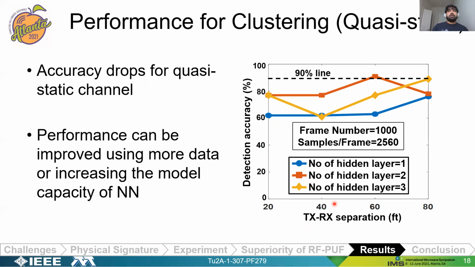Next, we show the clustering accuracy for quasi-static cases. As you can see, the accuracy has dropped slightly from 95%. Now we are getting around 90%, and in some cases slightly below that. But the performance can be improved using more data or increasing the model capacity of the neural network, as we have seen earlier.